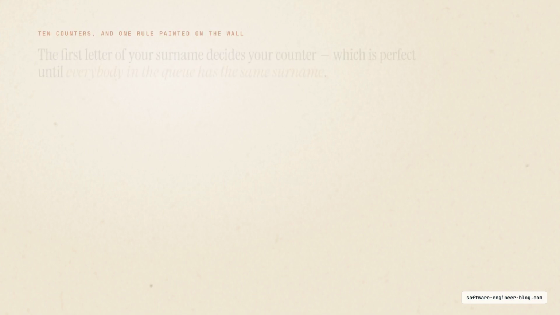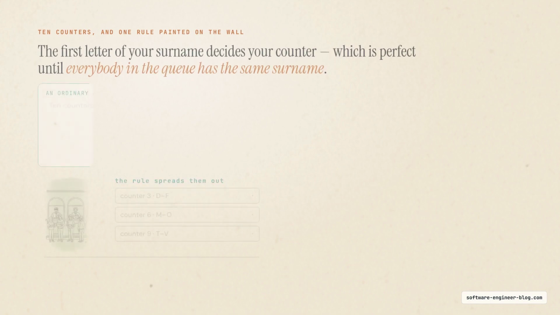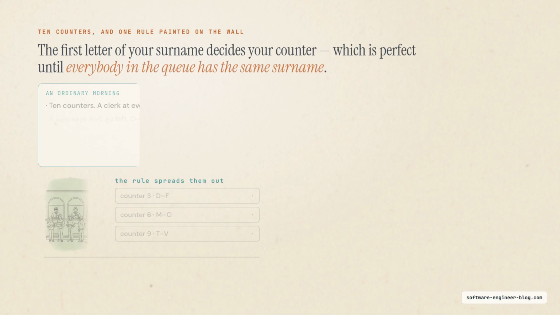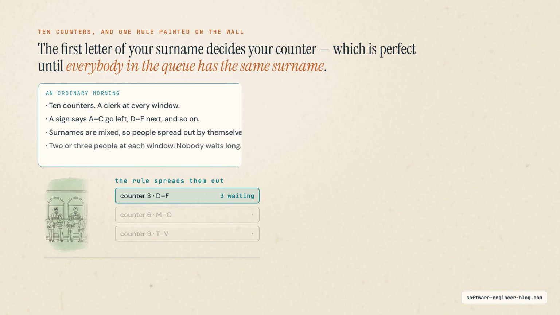A post office with 10 counters. There is a rule painted on the wall. The first letter of your surname decides your counter. A to C goes to counter 1. D to F goes to counter 2, and so on down the row. On an ordinary morning, this works beautifully. Surnames are mixed, so people spread out by themselves, and every counter has 2 or 3 people waiting.